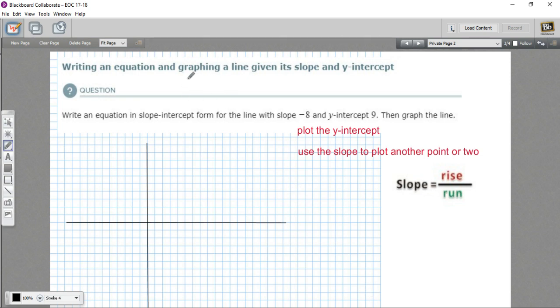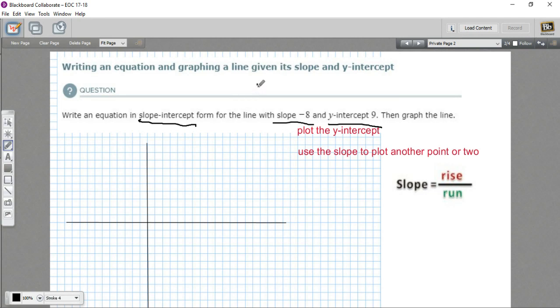In this problem, we're being asked to write an equation in slope-intercept form and then graph a line for which we're just given the slope and the y-intercept. So we're not being told what the equation is. We have to come up with that, and then we have to graph the line.